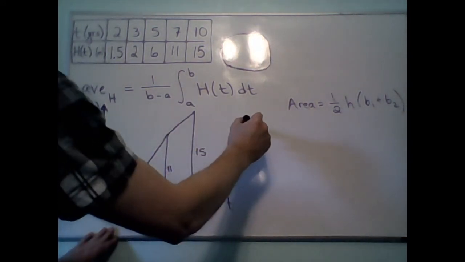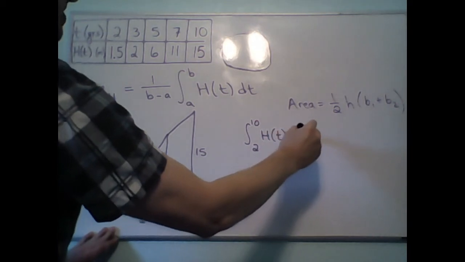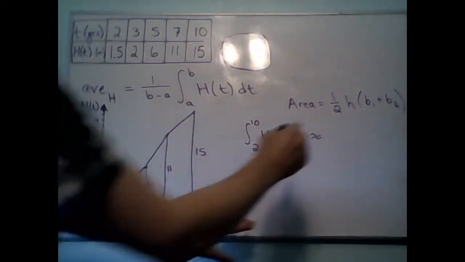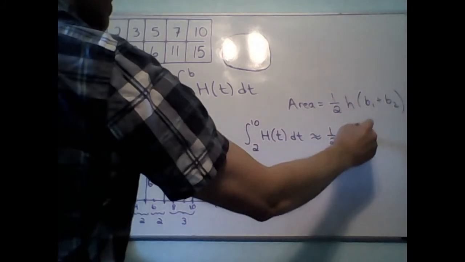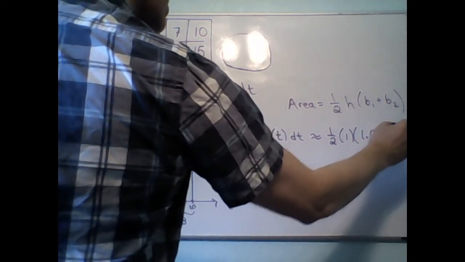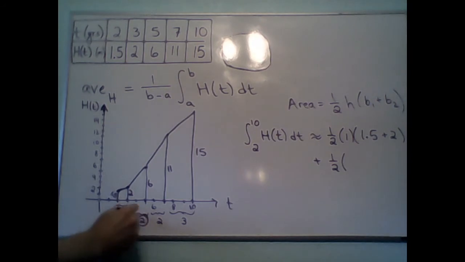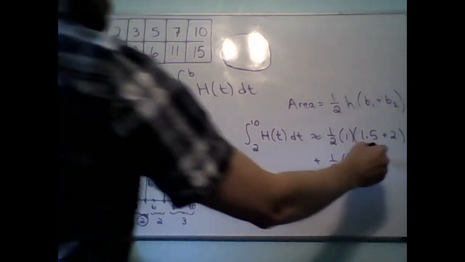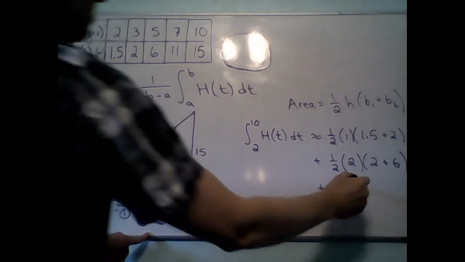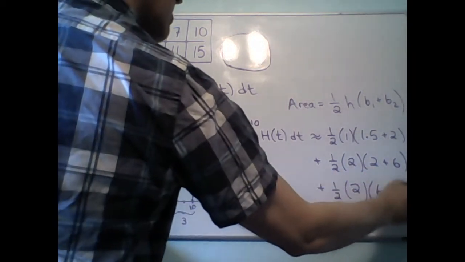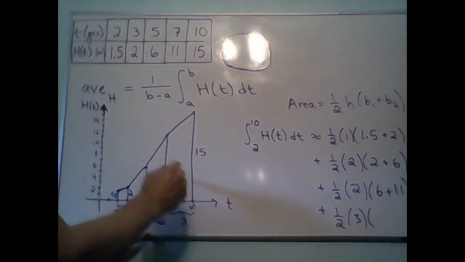So what I'm finding is that the integral from 2 to 10 of h of t dt is approximately, according to that trapezoidal rule, 1/2 times the height of the first trapezoid, which is 1, times 1.5 plus 2, plus 1/2 times the height of the second trapezoid, which is this 2 here, times 2 plus 6, plus 1/2 times 2 times 6 plus 11, plus 1/2 times 3 times 11 plus 15.